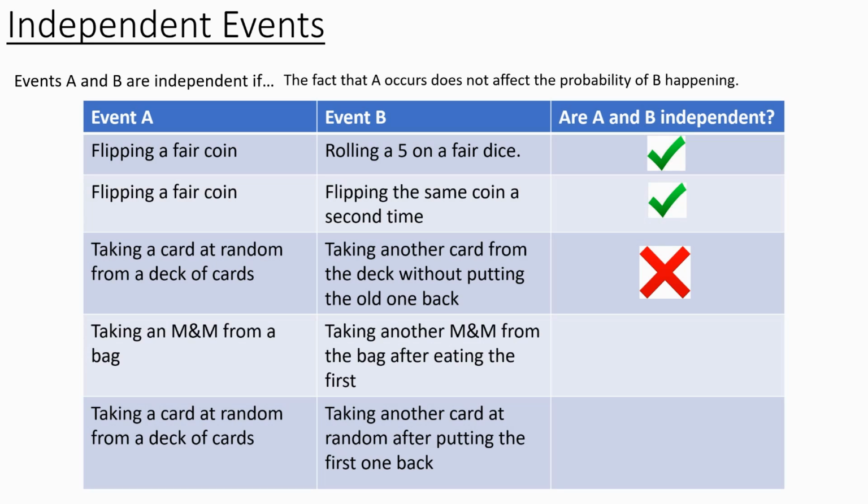Taking an M&M from a bag, then taking another M&M from the bag after eating the first, those are not independent because again, the M&M that you've eaten now has a 0 probability of being chosen the next time. Taking a card at random from a deck of cards, then taking another card at random after putting the first one back, those are independent events. Because you've replaced the card, it effectively replicates that first event, so they are independent.